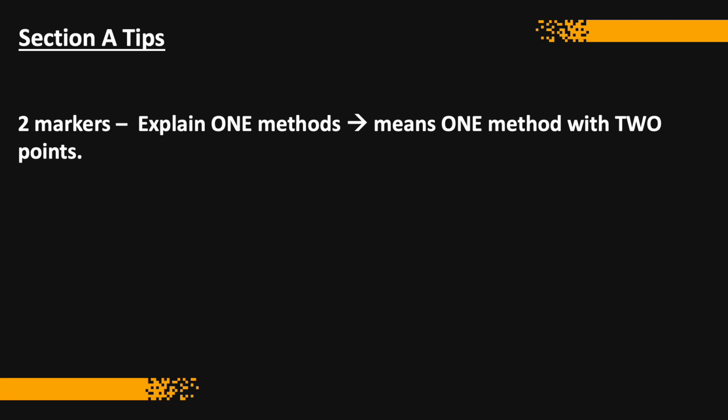Section A tips, 2 markers explain 1 method, means 1 method with 2 points. Be swift but accurate in this section, and you're thinking about 20 minutes-ish for the entire section.